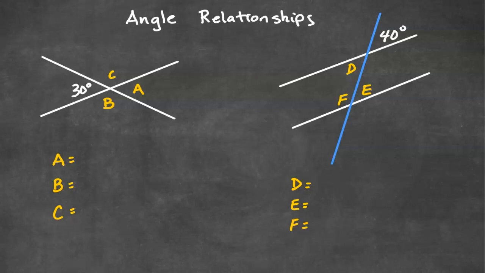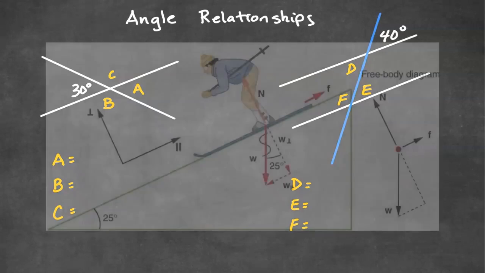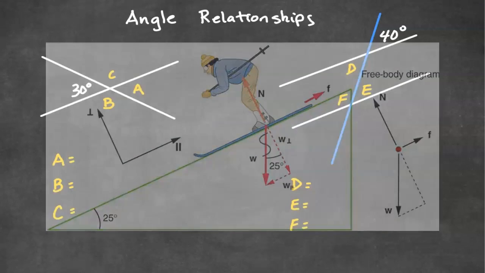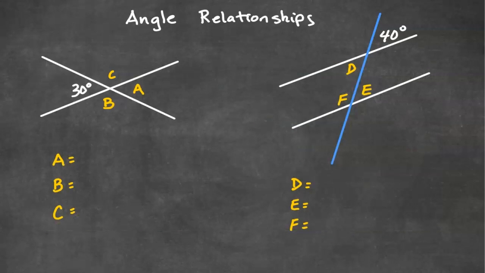Before students take AP Physics 1, they should have a good grasp of angle relationships because this skill is needed to solve problems like inclined planes and force diagram problems. So in this video, we're going to cover angle relationships. We're going to start with these two lines that intersect each other, and on the left-hand side is a 30-degree angle. And we're going to look for angles A, B, and C.